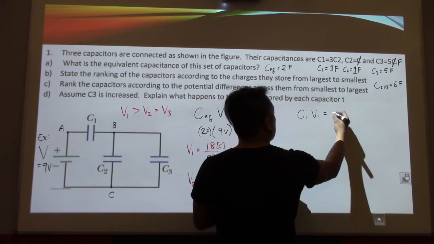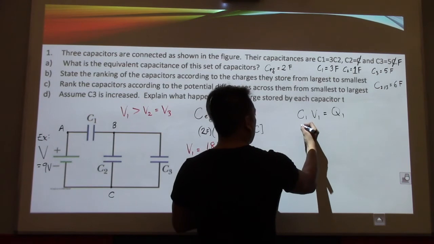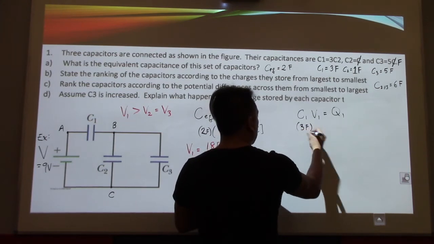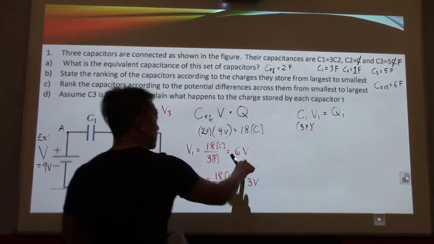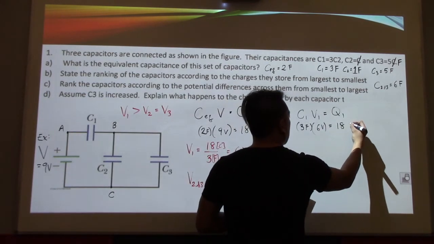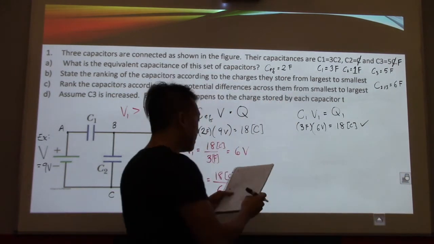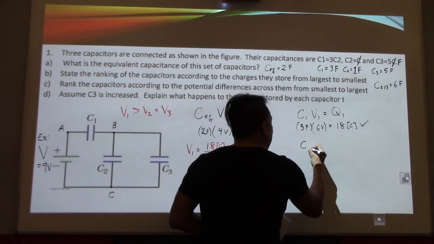C1V1 equals Q1, which was 3 farads times the voltage, which was 6, equals 18 coulombs. Okay, that makes sense. That's not a surprise. Now, let's do the next one.